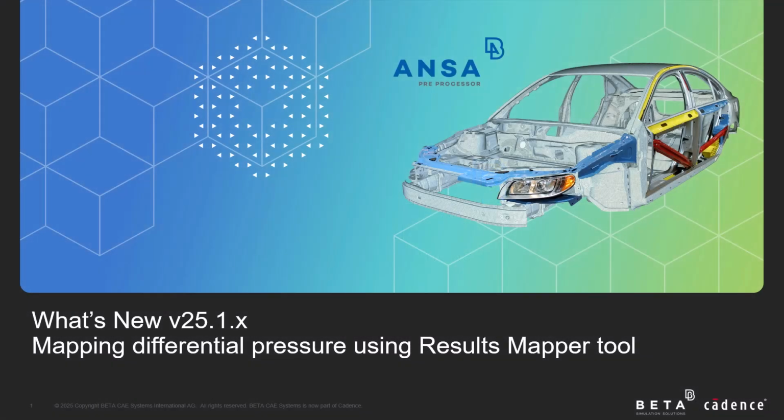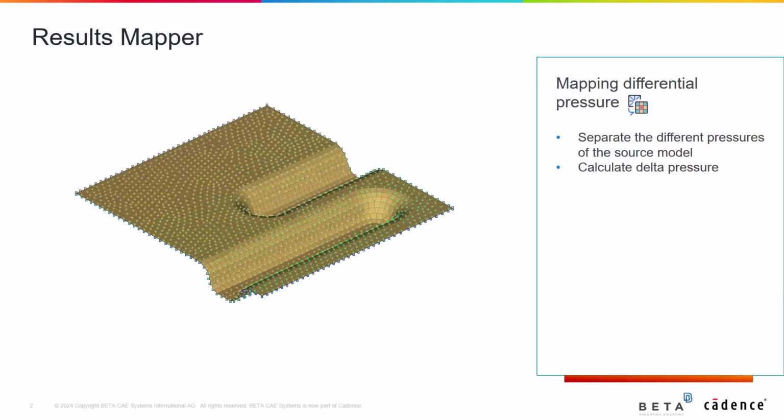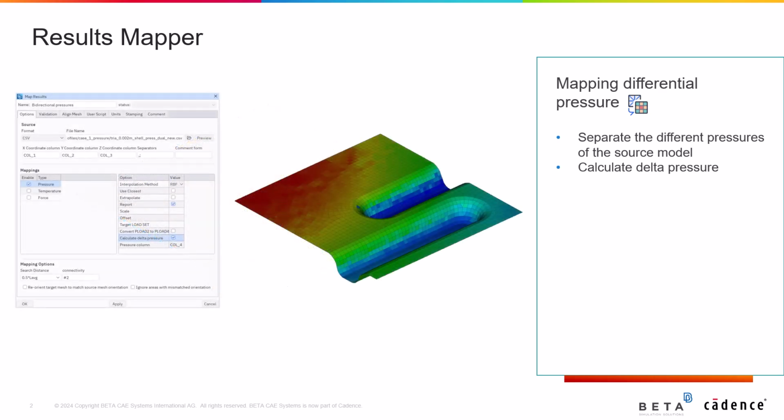Welcome. In this video we will see the new option to map differential pressure using Results Mapper tool in ANSA version 25.1. With this new option, the tool separates the different pressures of the source model. By different pressures, we refer to cases where pressure is applied on both sides of the elements. The tool then calculates the delta pressure.